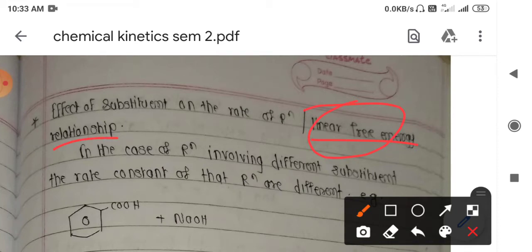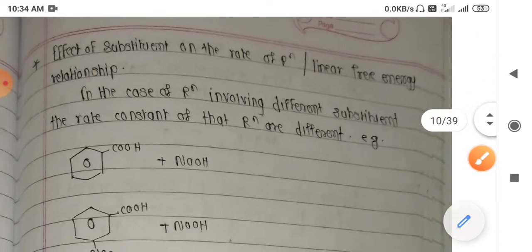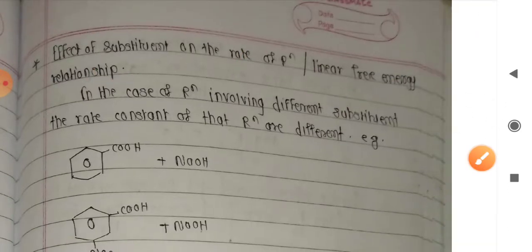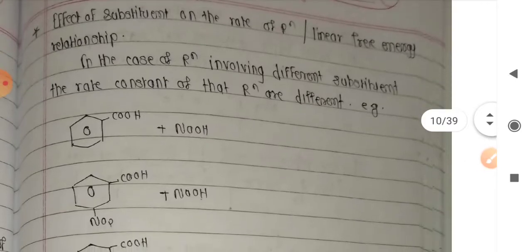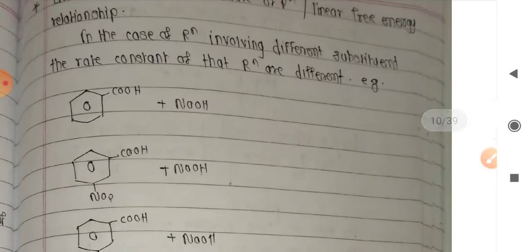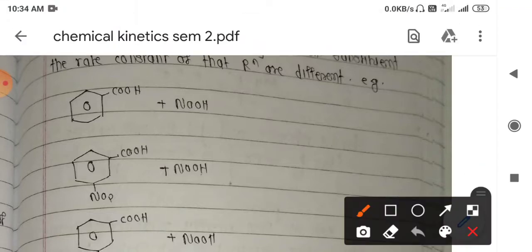So we are trying to compare the effect of Gibbs free energy with the rate constant of a reaction, and how the substituent of a given substance can affect the overall rate of a reaction. In order to understand this, first of all we consider the general reaction. For reactions involving different substituents, the rate constants are quite different.